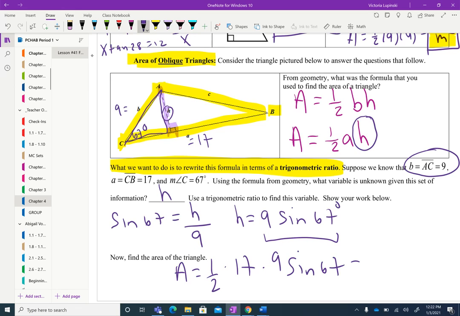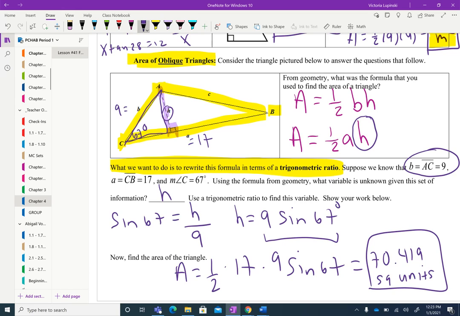And again, if I carefully plug that into my calculator, I'm going to get 70.419. And I don't know the units, so I'm just going to say square units or units squared. You really should write something just to denote that you do know that they are, in fact, square units. So notice that in this case, I ultimately found the exact value of the area of the triangle, but I never actually found the value of H.